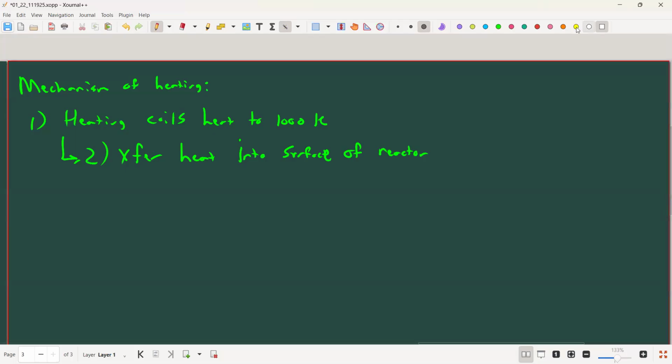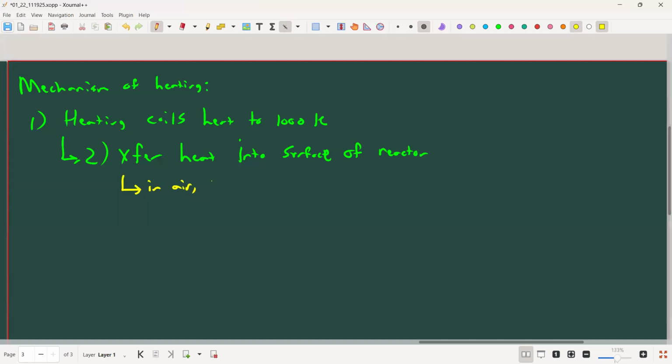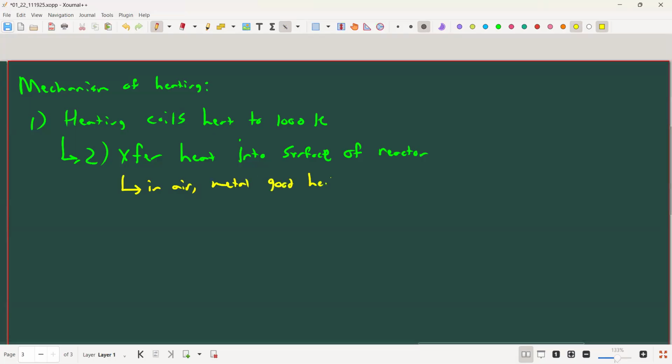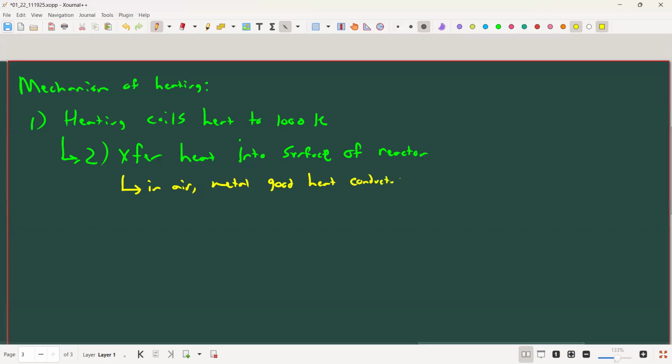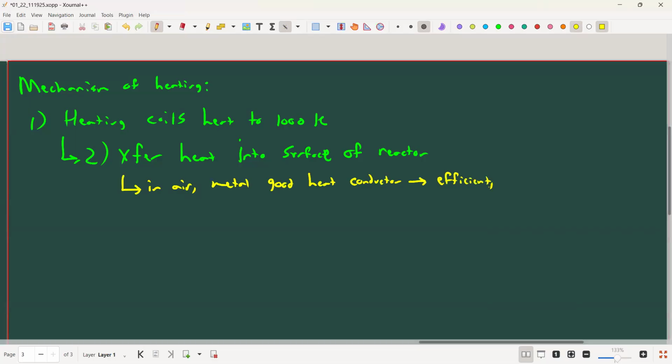Right, so this is an air, and metal is a good conductor, good heat conductor, and absorber. Right. So this is efficient, right? Right. So the surface of the material, the chamber, the tube is also at 1000 Kelvin.